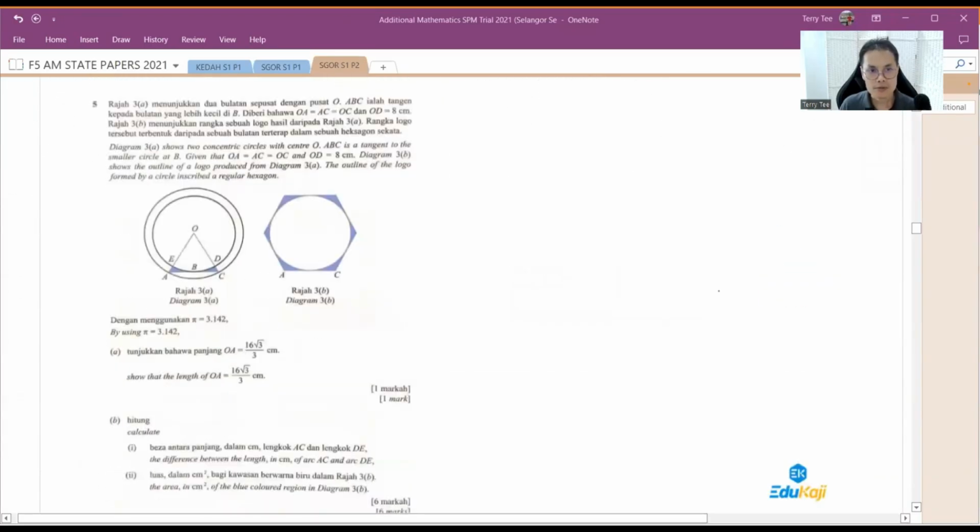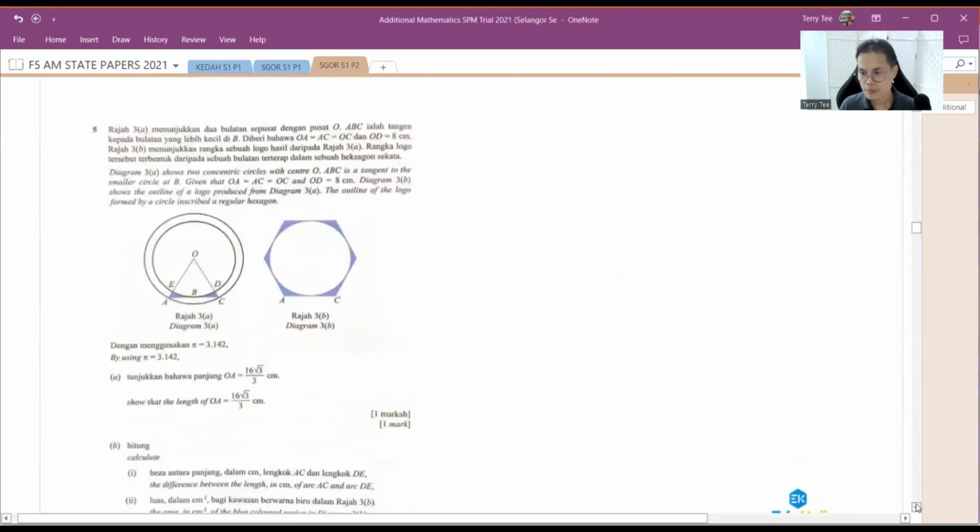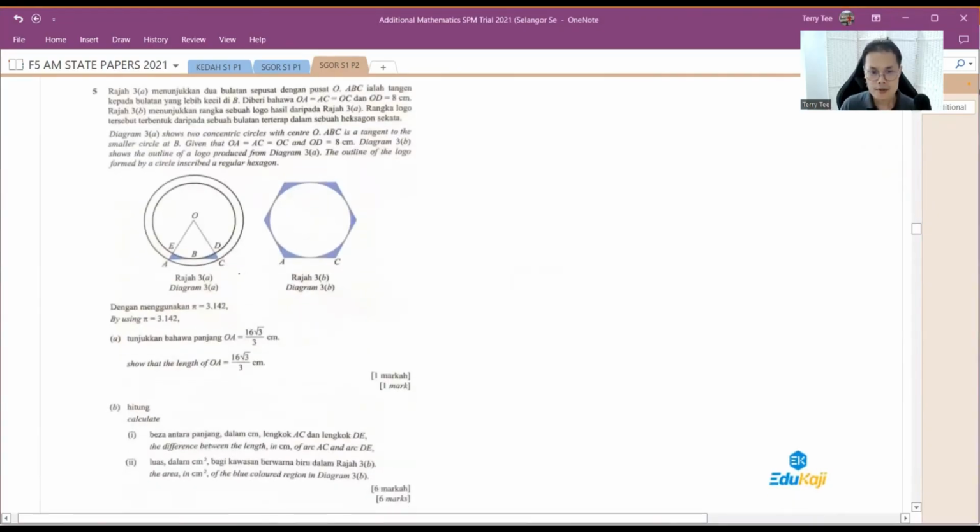Okay, so let's move on to question number 5. This is your Form 5, Chapter 1, circular measure. The first thing is you have a circle here. Read the question now. You have two concentric circles with center O. ABC is a tangent to the circle. OA equals AC equals OC. OD is 8 cm. Diagram 3B shows the outline of the logo produced. Now by using pi as 3.142, we want to show that the length of OA equals 16 sub 3 over 3.